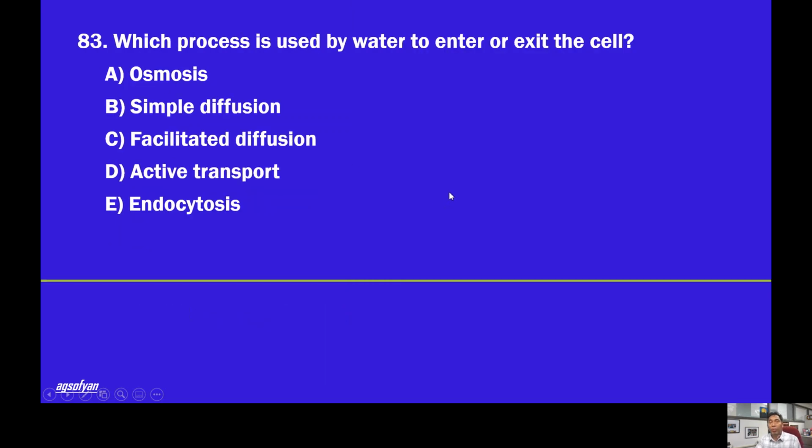Which process is used by water to enter or exit the cell? A, osmosis, B, simple diffusion, C, facilitated diffusion, D, active transport, E, endocytosis. Choose your answer. Yes, the answer is osmosis. So osmosis is the transport of water in or out from the cell. So water movement has a special name, which is called osmosis. And osmosis is a type of passive transport.